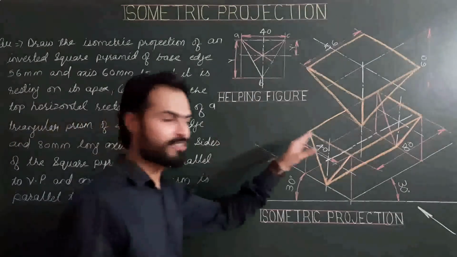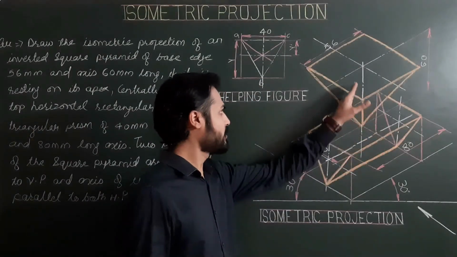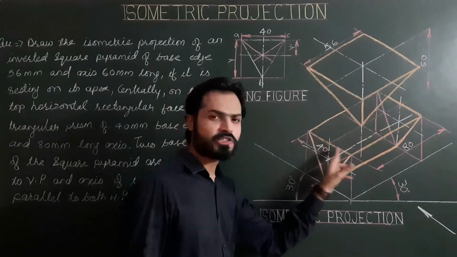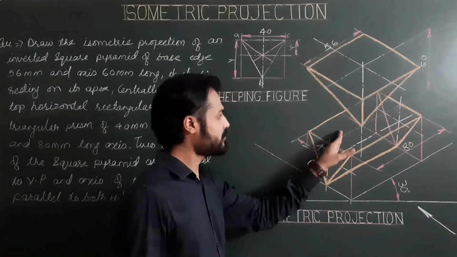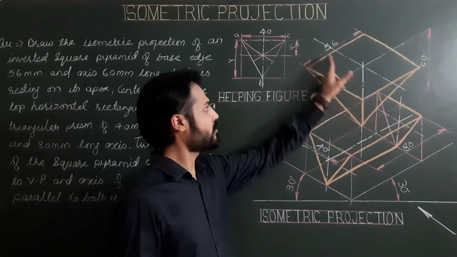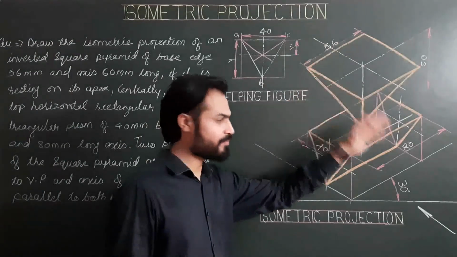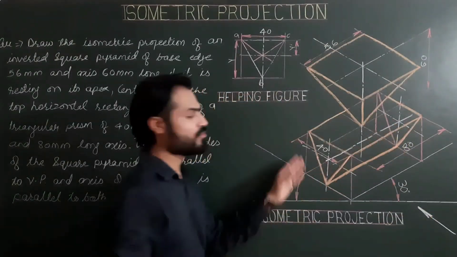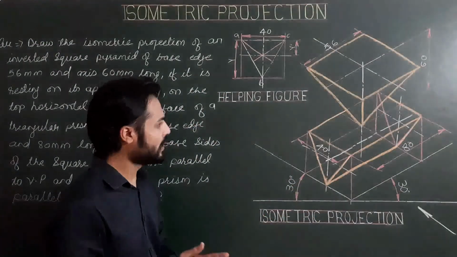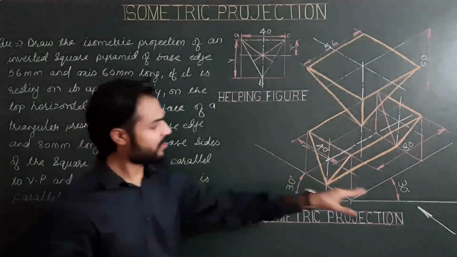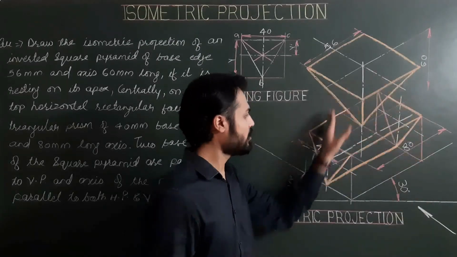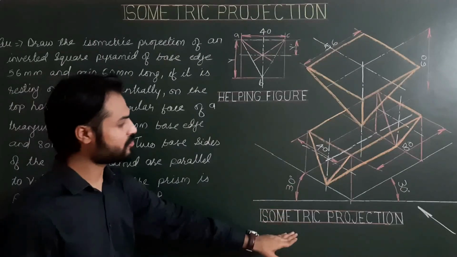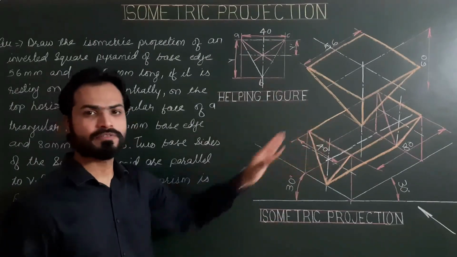This is the final projection of the given combination, where the square pyramid is resting on its apex on the top horizontal face of the triangular prism. Two sides of the square base are parallel to VP for this direction, and the axis of the prism is parallel to both HP and VP. Now please draw this problem in your sheet, indicating direction of observation with all dimensions. Please write headings, helping figure and isometric projection of these two figures.